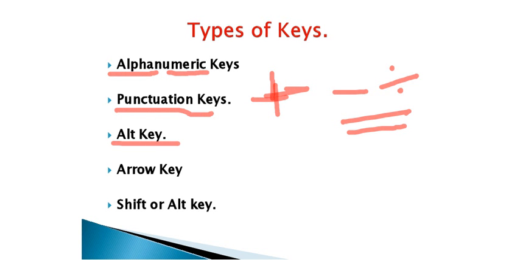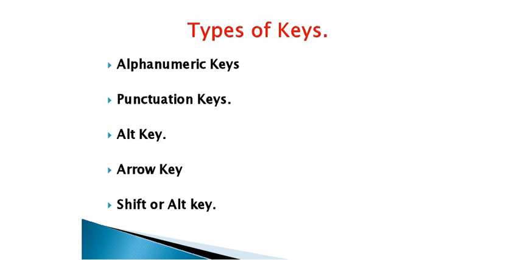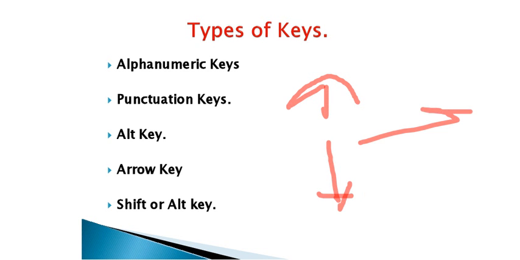And the third one, that is arrow keys. So we know that there are 4 arrow keys in our keyboard. That is upwards, downwards, right side and left side.